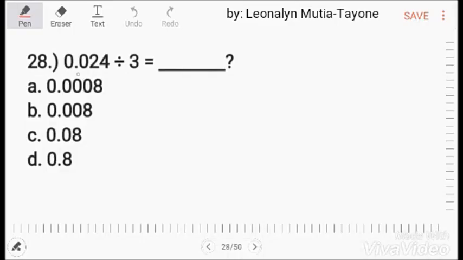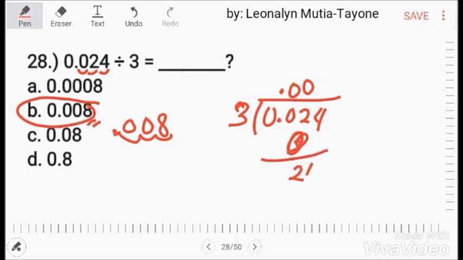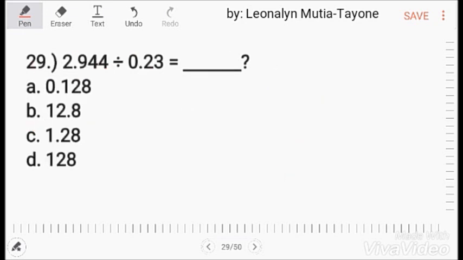Number 28. Ang decimal na number, i-divide natin ng 3. So, 24 divided by 3, that is 8. Ilang placement sa decimal? Tatlo. So, 1, 2, 3. So, the answer must be 0.008. Letter B. Another solution para mas lalong maintindihan. 3. Itong decimal na to, itaas mo lang. 0 divided by 3, 0 lang din. 2 divided by 3, so wala yan. 0 pa rin. So, i-multiply mo yan. That is 0, 24. So, 24 divided by 3, 8. So, 0.008 ang sagot.